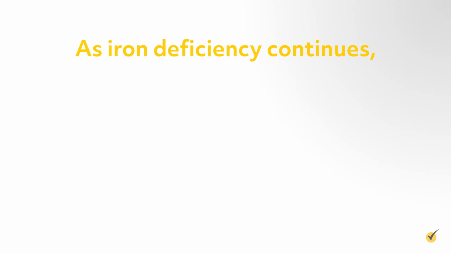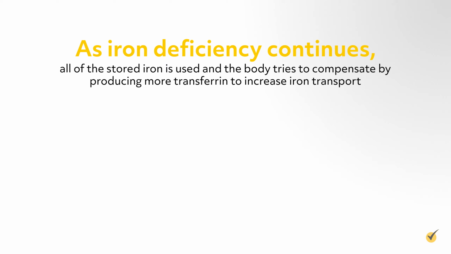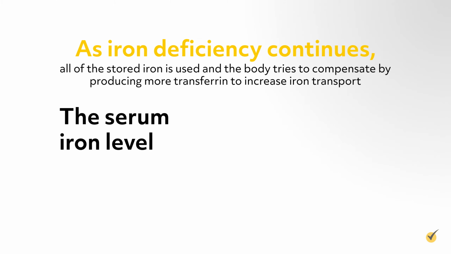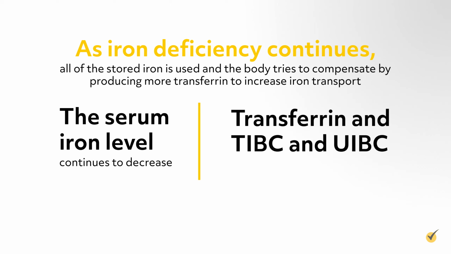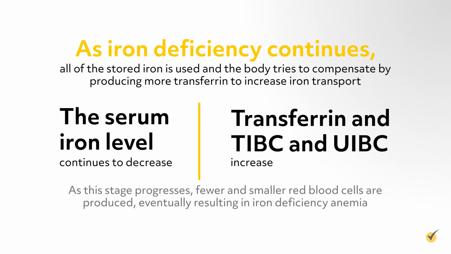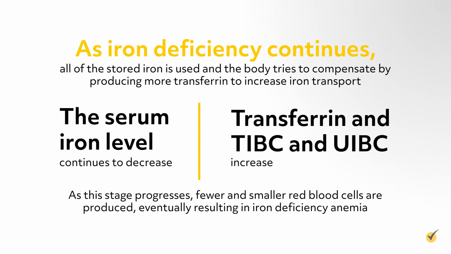As iron deficiency continues, all of the stored iron is used, and the body tries to compensate by producing more transferrin to increase iron transport. The serum iron level continues to decrease, and transferrin and TIBC and UIBC increase. As this stage progresses, fewer and smaller red blood cells are produced, eventually resulting in iron deficiency anemia.